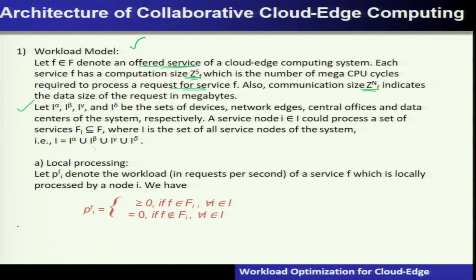So, let us assume that alpha, beta, gamma, and delta be the sets of devices, network edge, central offices, and the data centers of the system respectively. So, the service node, that is I, could process the set of services, where I is the set of all services of the nodes. So, this is all about specifying this cloud edge system using the capital I. Now, that is called a workload model. So, we are assuming that collaborative cloud edge computing will give the workload model.